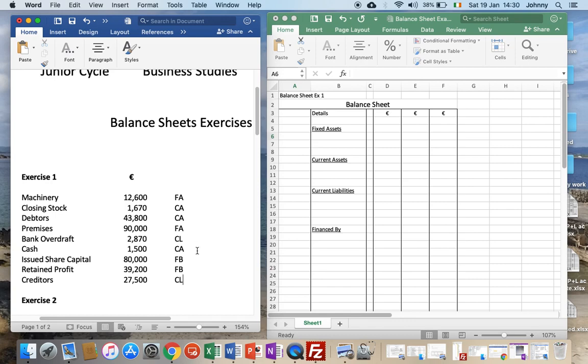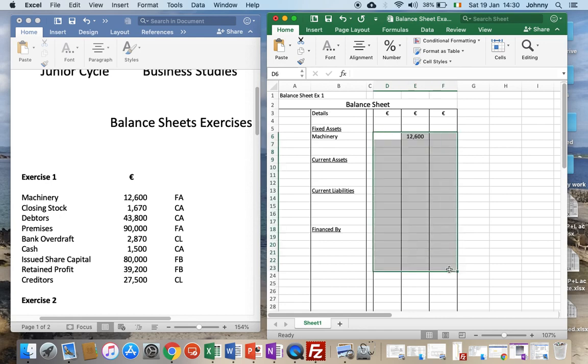So we've now labeled where they go and now we put them into the question. So machinery goes up here and we'll put the answer in the middle column, so 12,600. We'll add all of our fixed assets together at the end when we're finished. And I'm just going to make sure that all of these columns, that we align the columns to the right, so that we end up with units under units, tens under tens, like what you were taught in primary school.